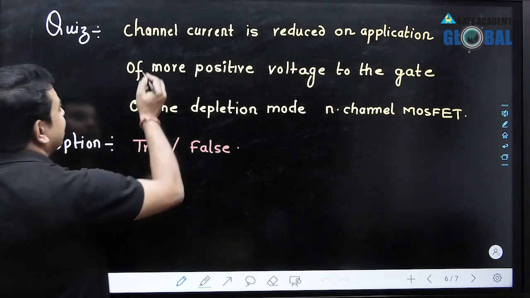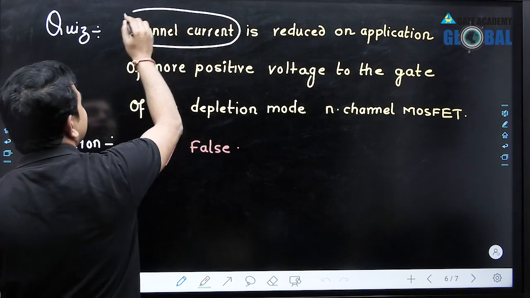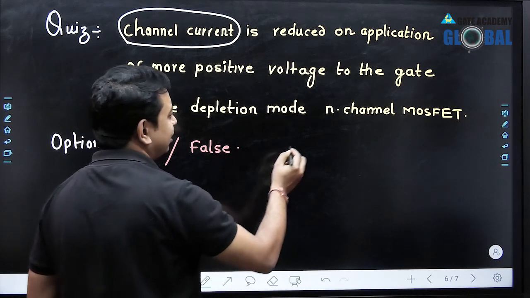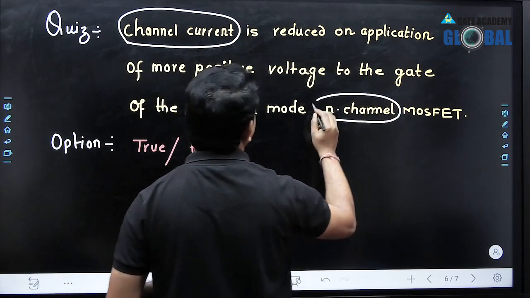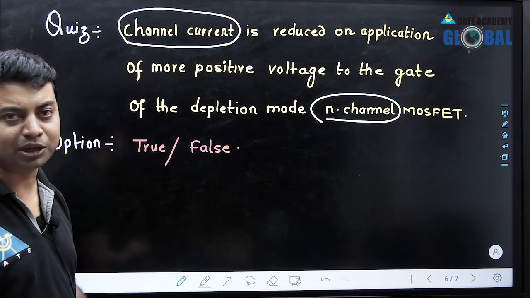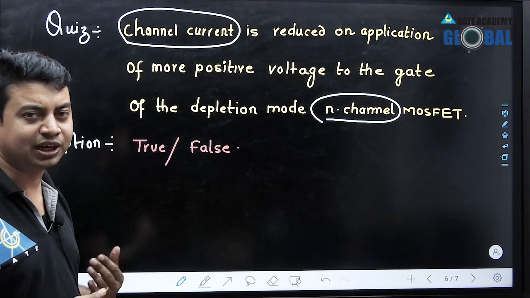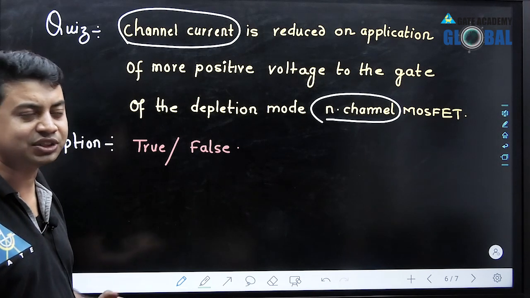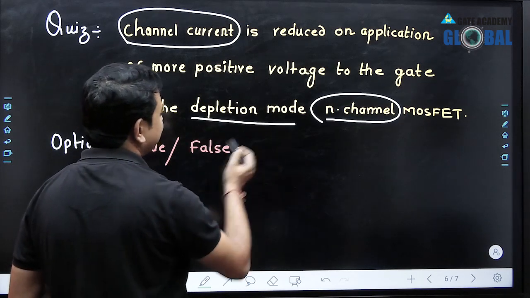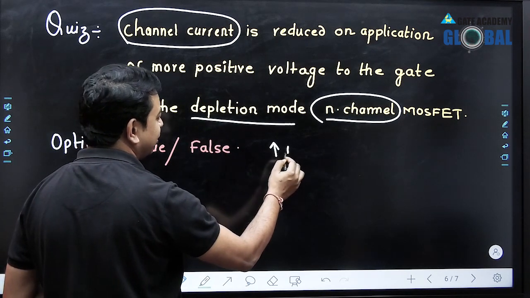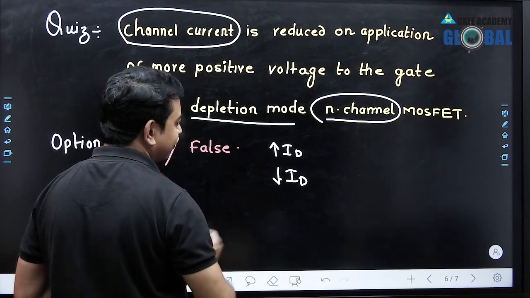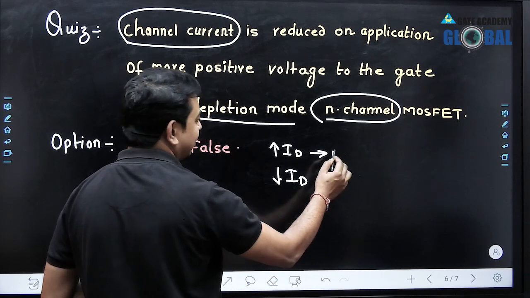That means we are reducing the channel current, and I told you that if you are talking about an N-channel MOSFET, then the channel current cannot be reduced in an enhancement type MOSFET, because the channel current always increases since we are enhancing the channel. But if you are talking about depletion mode, then we can increase the magnitude of current and we can decrease the magnitude of current.